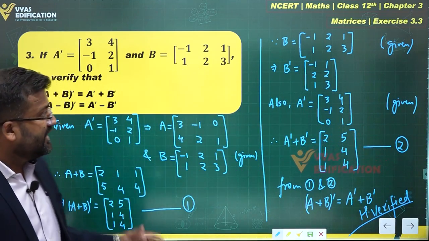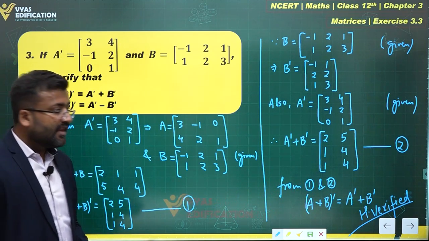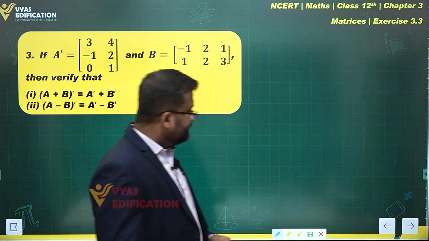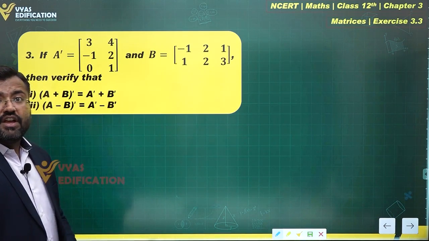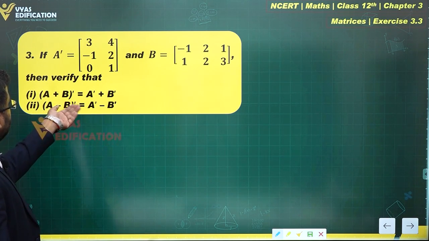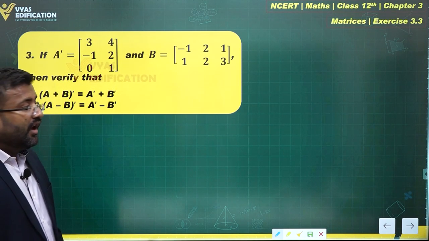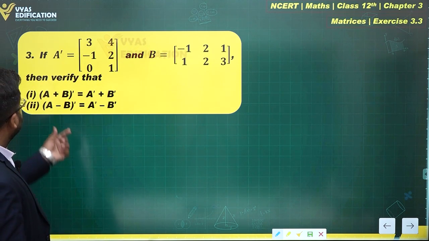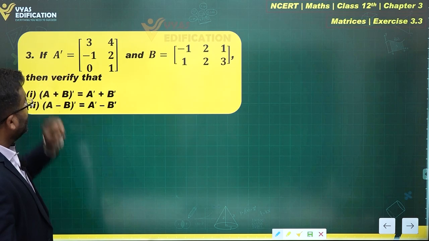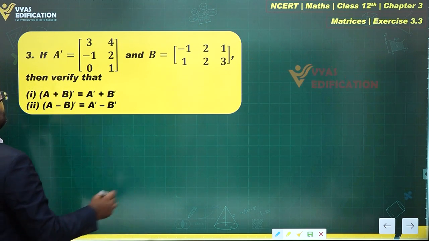And that is all for this part over here. This is the first part of this question. Next, we'll take a look at the second part. Now, what does the second part say? It says that A minus B whole transpose should be equal to A transpose minus B transpose. So, once again, we'll begin with finding A first. Since A transpose is given, A is not given, we'll find A using this A transpose, right?